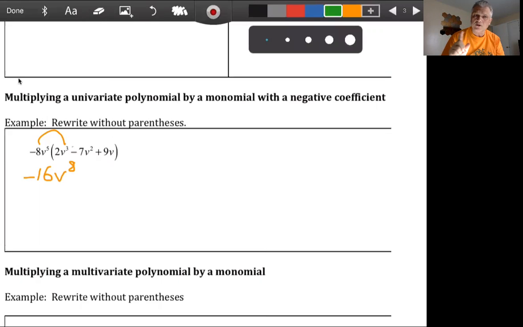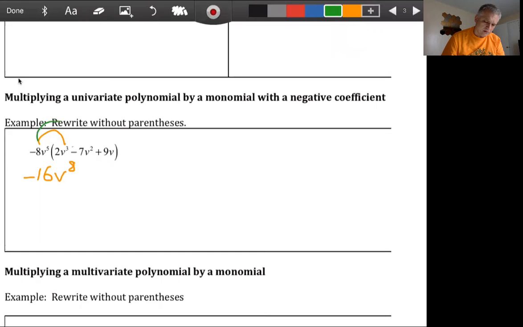I'm going to change my color so it's easier for you to follow. Now we're going to take the negative 8v to the 5th and multiply it by minus 7v squared. Well, negative 8 times minus 7 is like negative 8 times negative 7. Negative times negative is positive, or plus. 8 times 7 is 56. V to the 5th times v to the 2nd: 5 plus 2 gives me v to the 7th power.